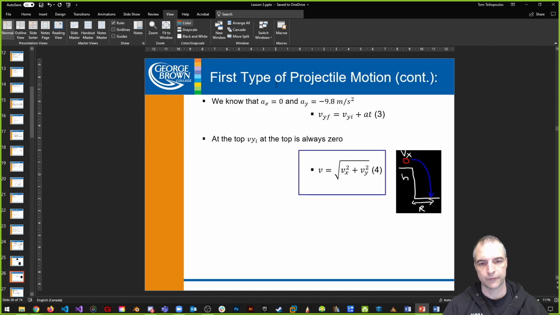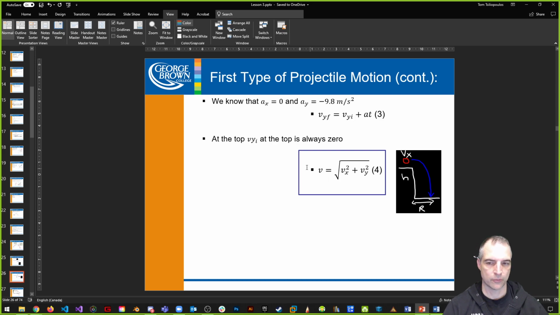We know, if we want to find information about this motion, that acceleration along the x-axis is 0, and that acceleration along the y-axis is negative 9.8 meters per second squared. So then we can use the next equation. We can say that velocity along the y-axis final is equal to velocity along the y-axis initial plus a t. Okay, we can use that.